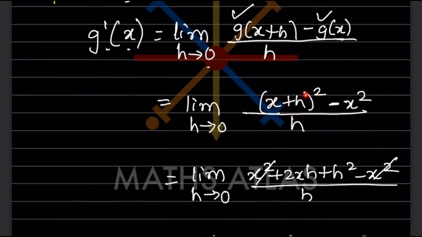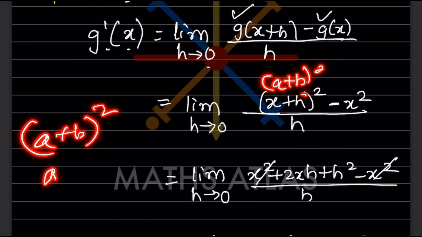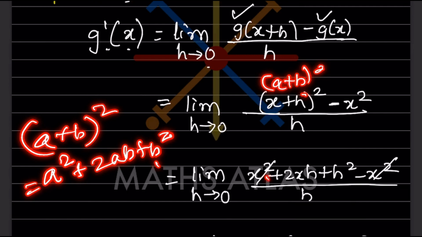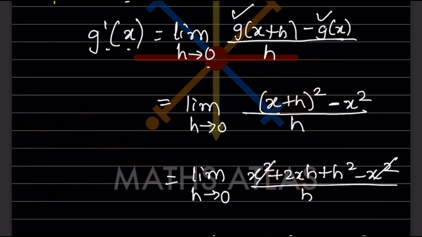Now what are you going to do? This is in the form of a plus b whole bracket squared. I am writing the formula for those who don't know: a squared plus 2ab plus b squared. Here this is a and this is b. So a squared means x squared, plus 2ab means 2xh, plus b squared is h squared, and this is minus x squared, divided by h.